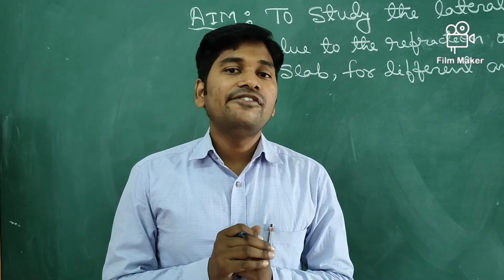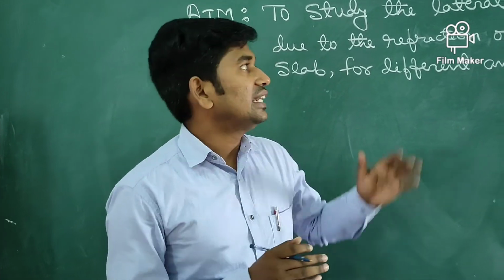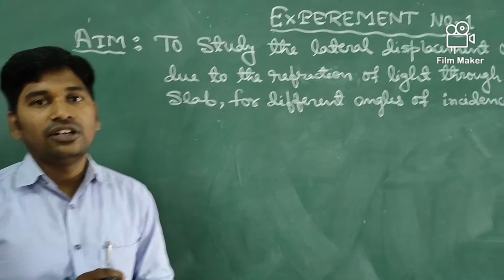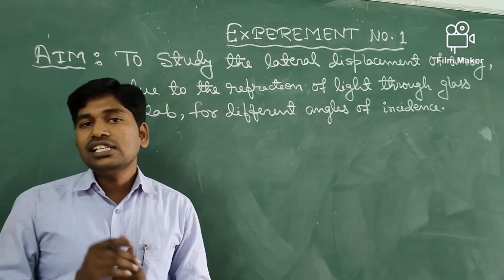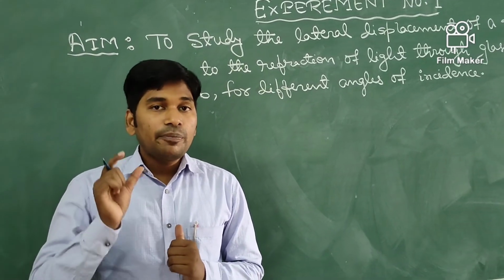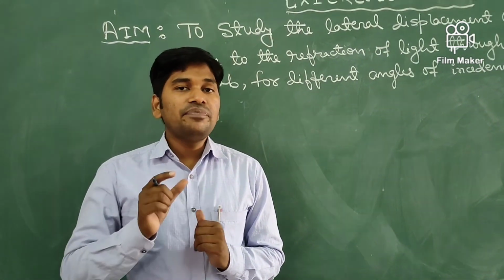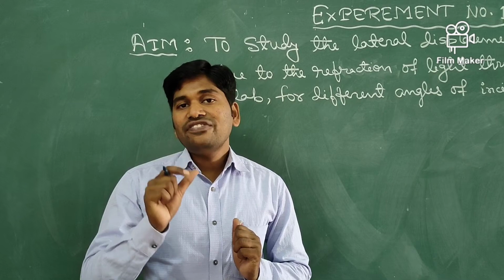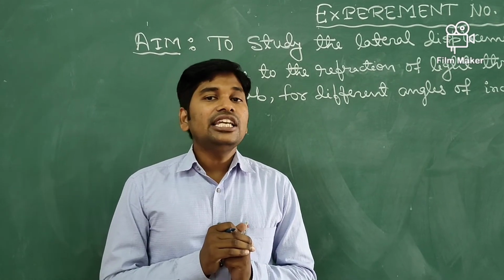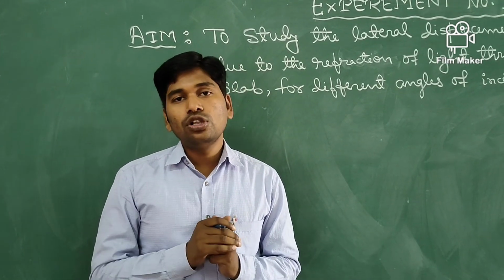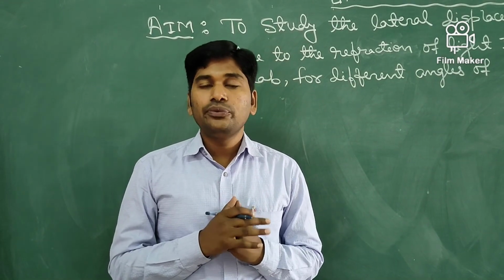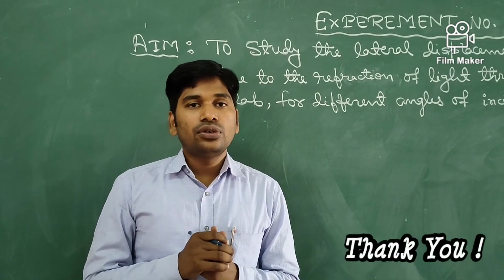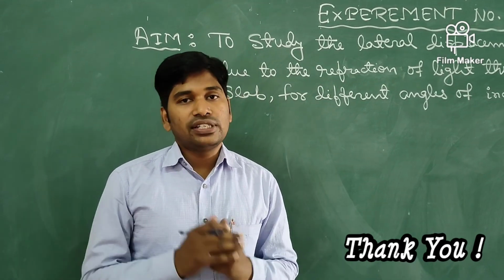So this is our first experiment, that is, lateral displacement. So what is lateral displacement? Once again I am defining. Lateral displacement is the perpendicular distance between the direction of the incident ray and the emergent ray. It is also known as lateral shift. We denote it with small d. So this is all about the first experiment.